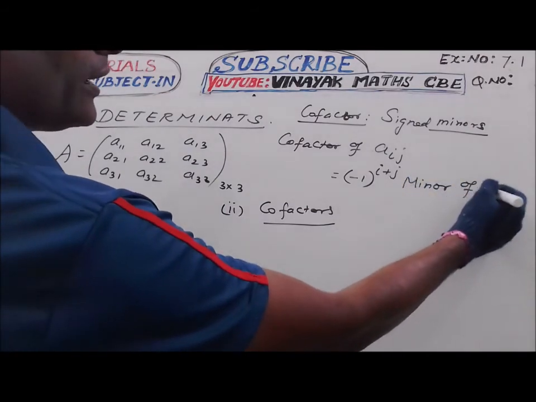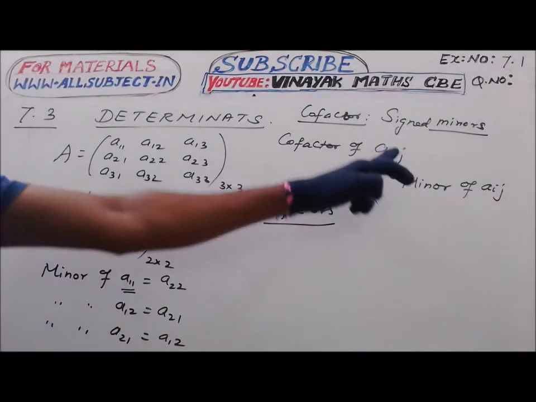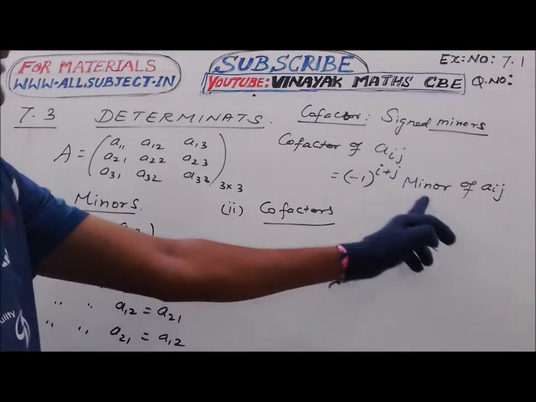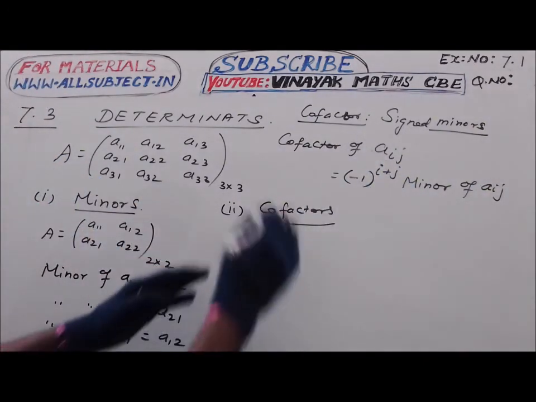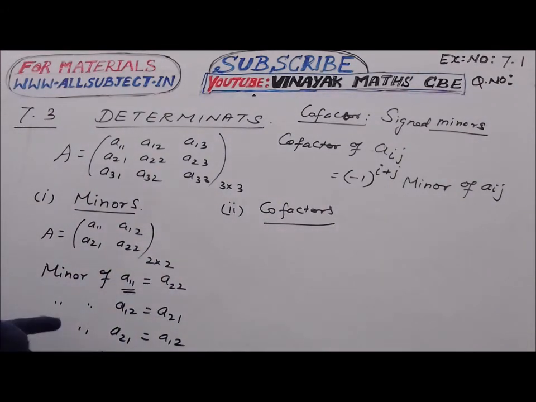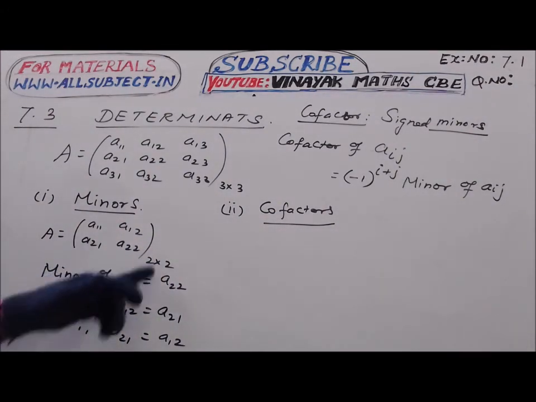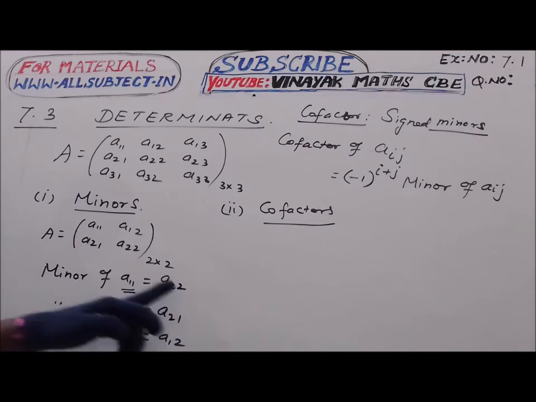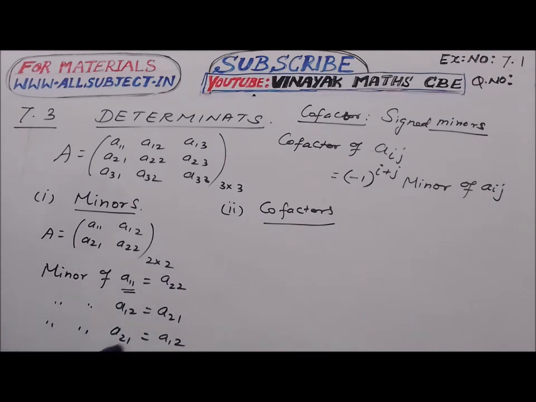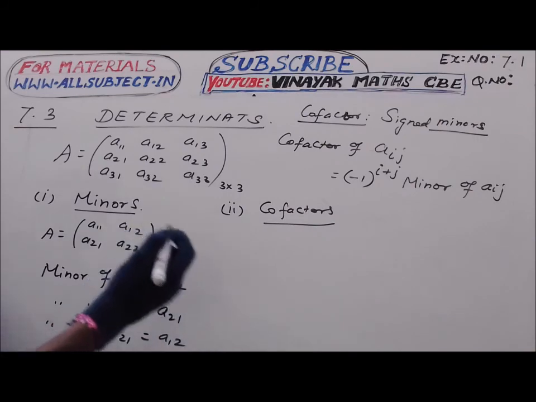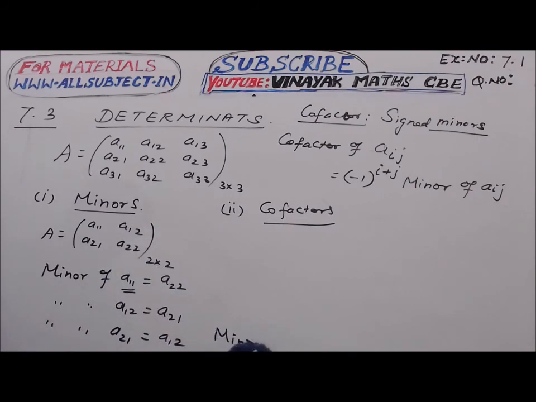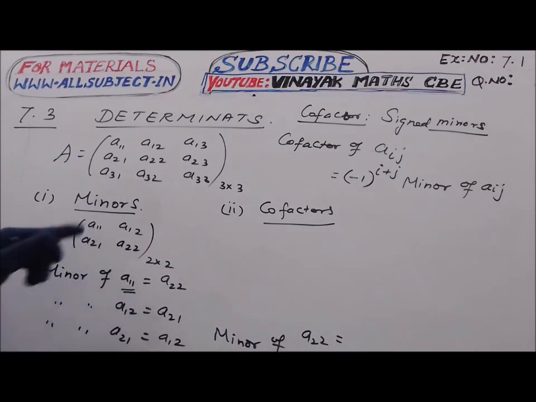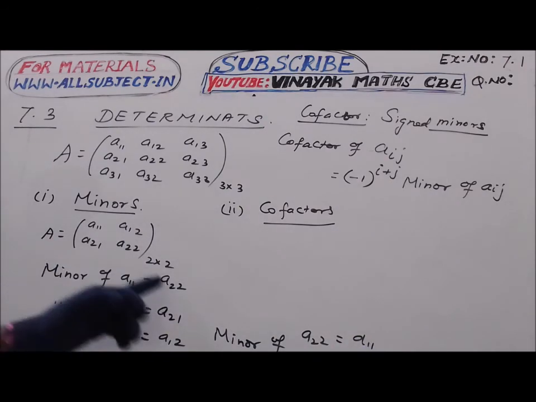Cofactor of Aij is equal to minus 1 power i plus j into its minor value. Multiply the minor value with minus 1 power i plus j, and you will get a cofactor. For example, there are 4 results here. The minor of A11 is A22, minor of A12 is A21, minor of A21 is A12, and the last one, minor of A22 is A11. Now we are going to find the cofactor values of these.